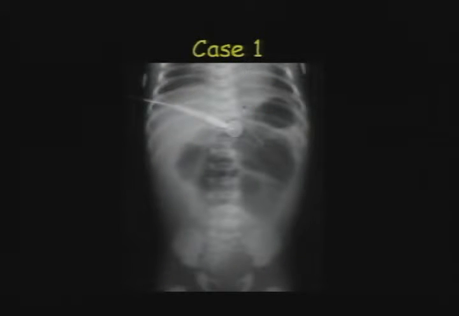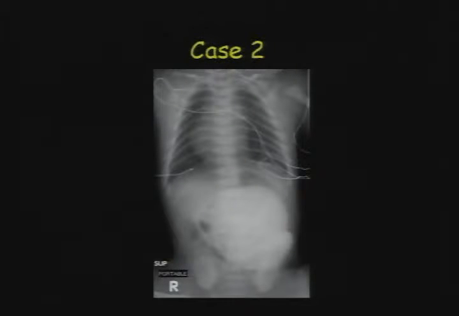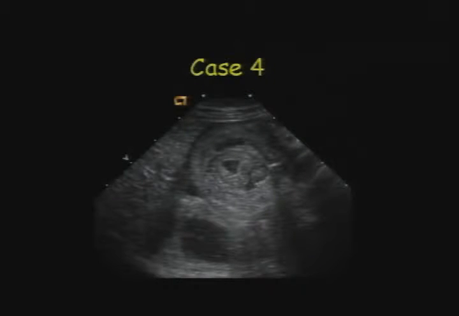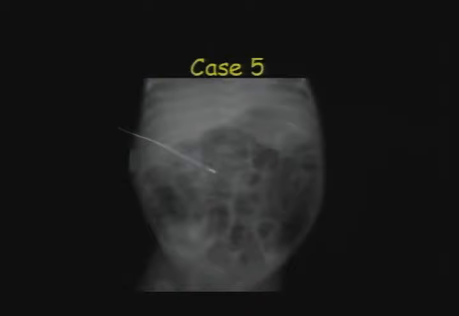Case number 1. Case number 2, again, these are GI-focused cases. Case number 3, right upper quadrant ultrasound. Case number 4, also in the right upper quadrant. And case number 5.